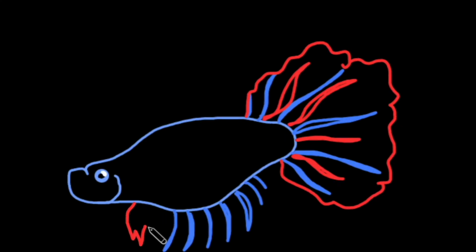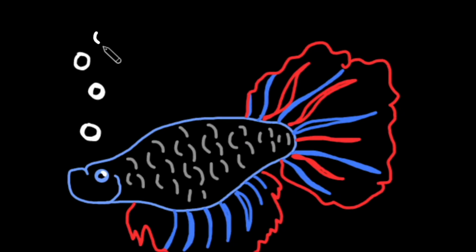Today we're using a betta fish to explain how astronomers determine the life cycle of a star.